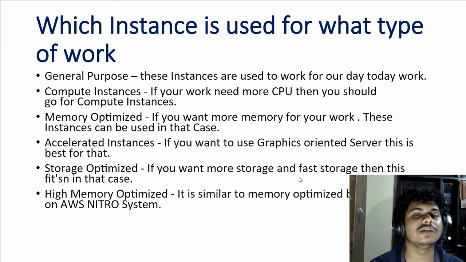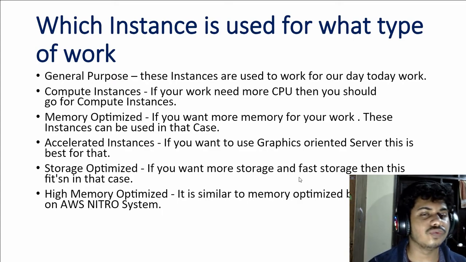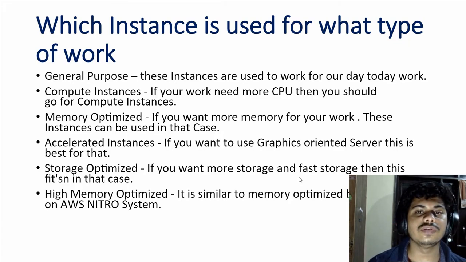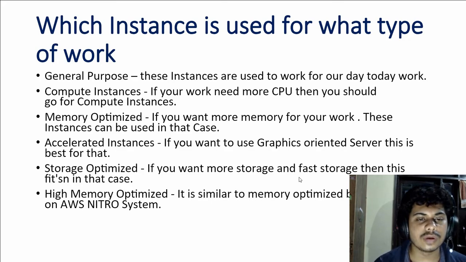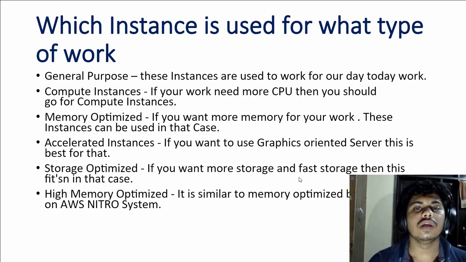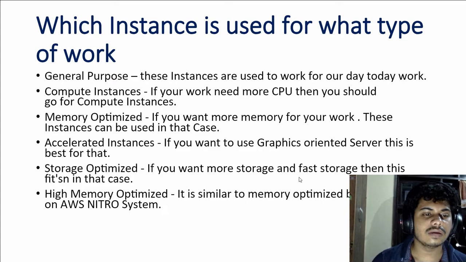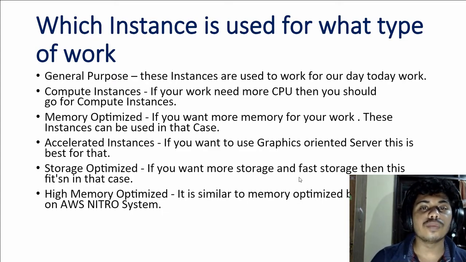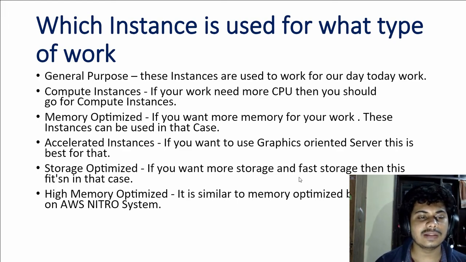Now this slide is saying which instance is used for what type of work. General purpose is used for general work, like if you want to use Tally, Excel, or day to day office work, which requires less memory and less storage. Now moving ahead, talking about compute instances. If your work needs more CPUs, you have to use compute instances. Now moving ahead, memory optimized instances. These instances are used for work which needs more memory.